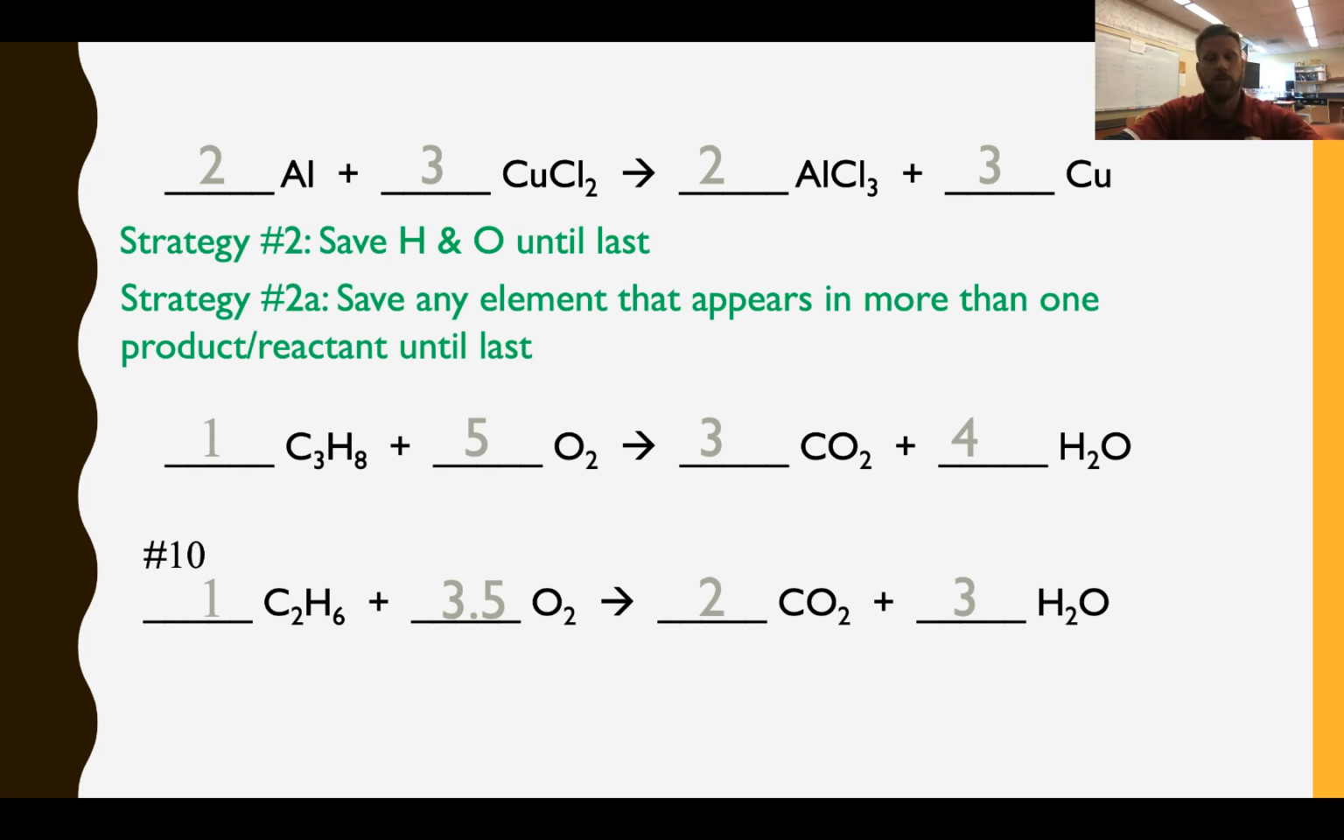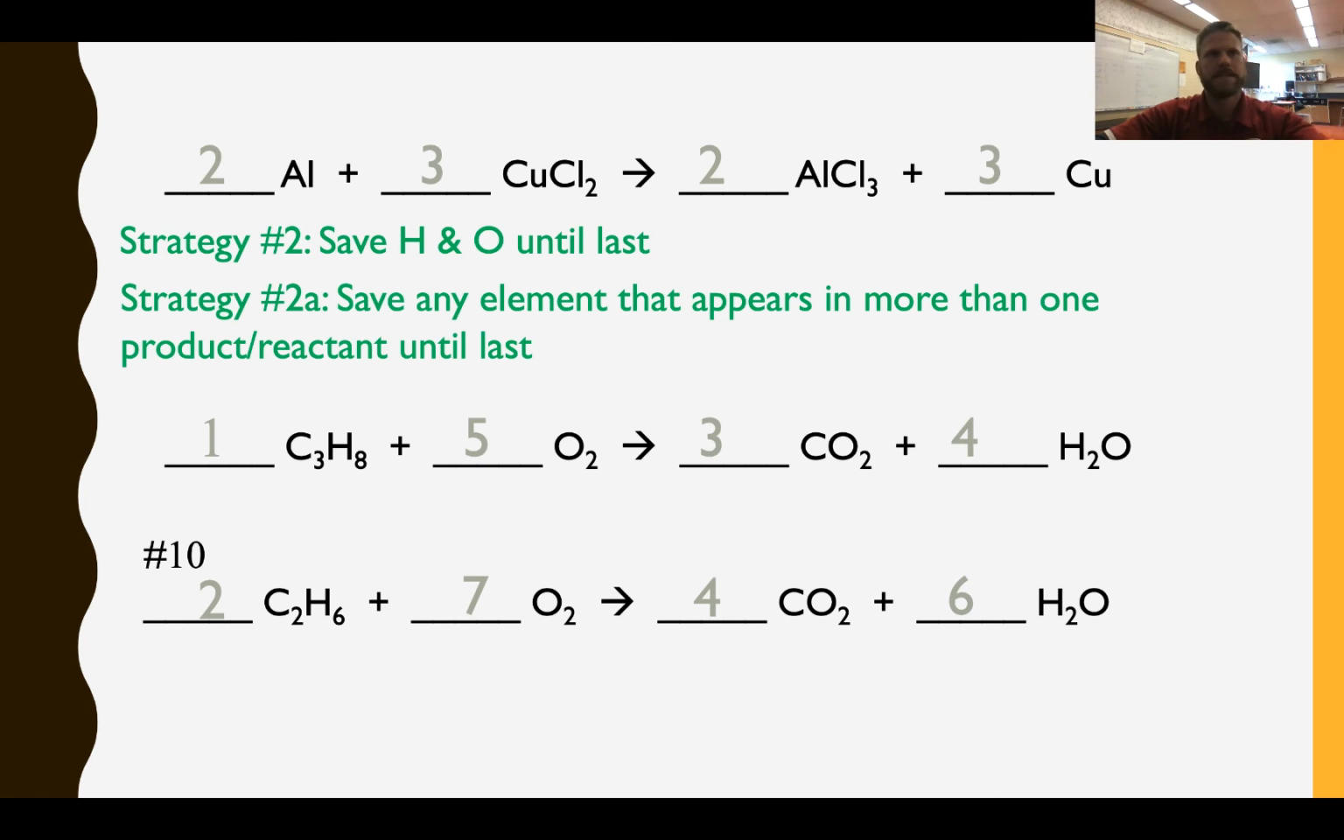Now, if you are like me, you hate fractions. So we can simply multiply all the coefficients by 2 to get rid of the fraction. This would give us coefficients of 2, 7, 4, and 6. It is not necessary to have whole number coefficients. However, just an FYI, I will always multiply to get rid of fractional coefficients.